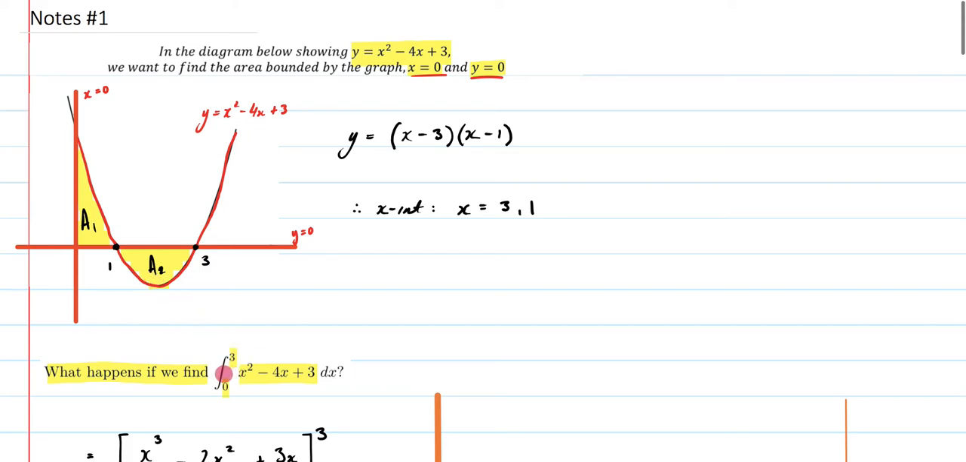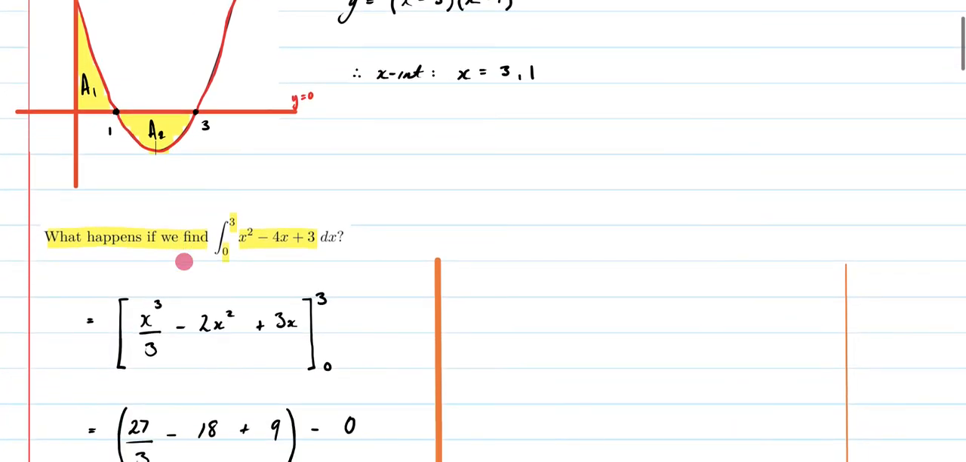And instead of doing it all in one shot, as you can see there, we just went from 0 to 3. Instead of doing that, what if we went from 0 to 1, and then we went from 1 to 3? So let's do that instead. We're going to rewrite it now, but we're just going to solve for A1. So we're going to find the area of A1. The integral has upper bound 1 and lower bound 0, because I'm going from this point to this point. I'm still anti-differentiating x squared minus 4x plus 3 dx.